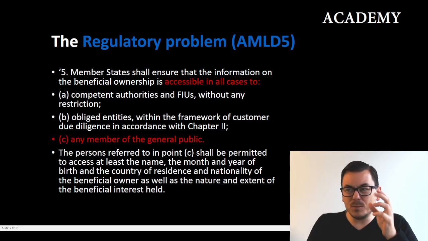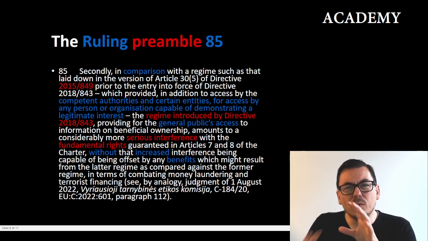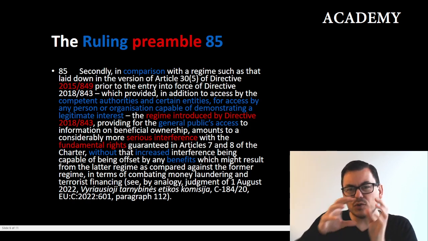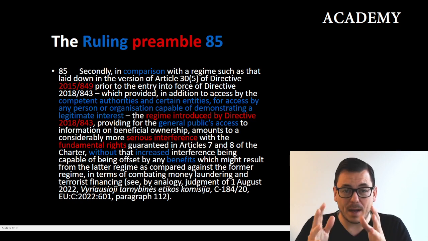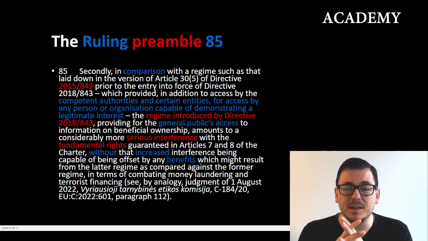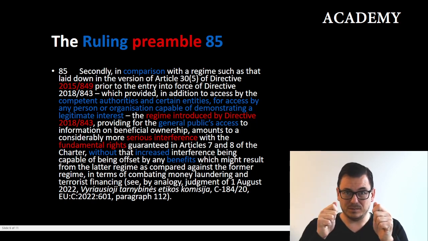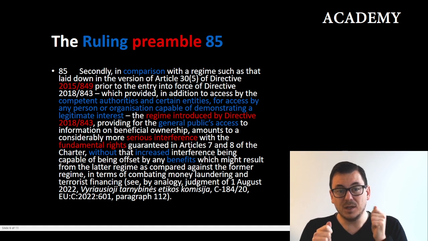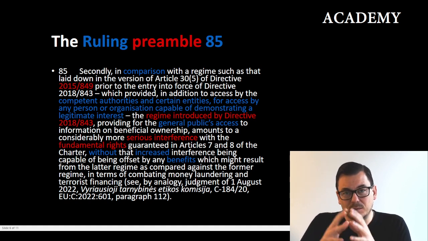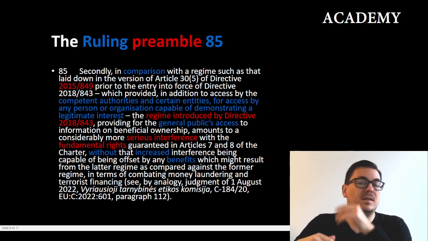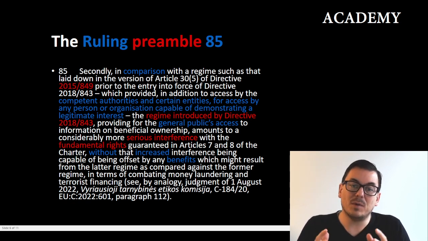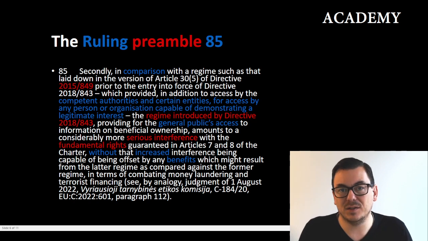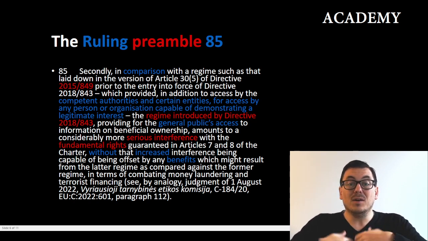So here we will see what the court really thinks of this situation, this transformation going from one directive to another, and the essential paragraph is 85. Here we can see that the court states that if you compare the two, AMLD4 and AMLD5, there is a shift from the first one, where only competent authorities, the FIU, etc., and people with a legitimate interest can have access to this data. And when you change that to general public access, you go further in the violation of privacy and the protection of fundamental rights.